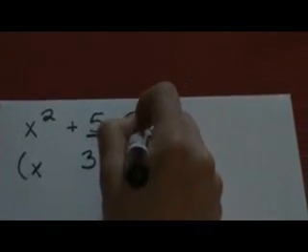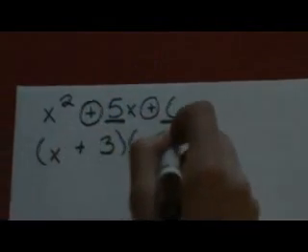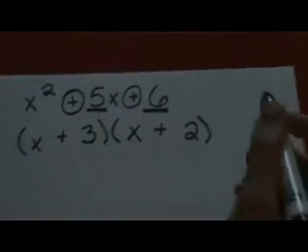Now we're going to take a look at our signs. And we see that we have two plus signs, which means that both of our signs in the middle will be pluses.